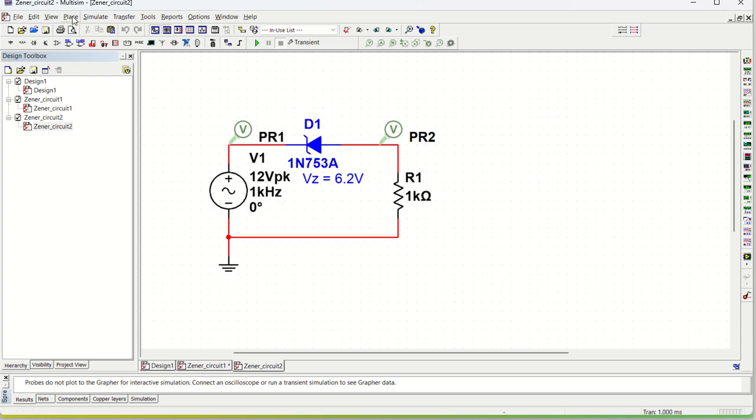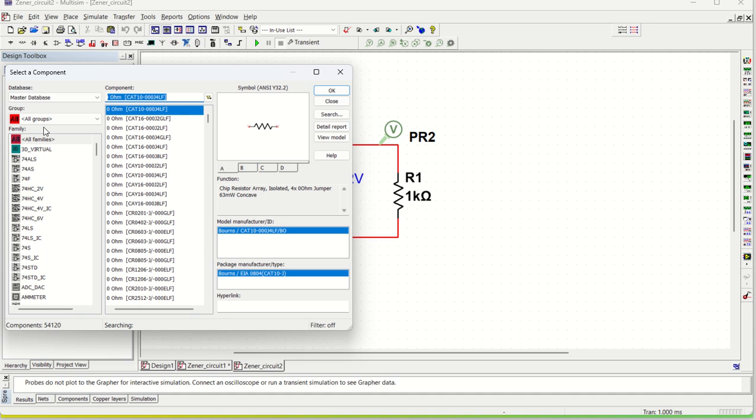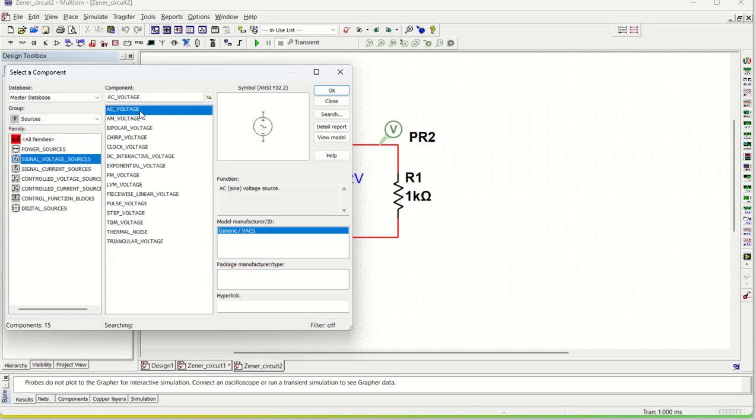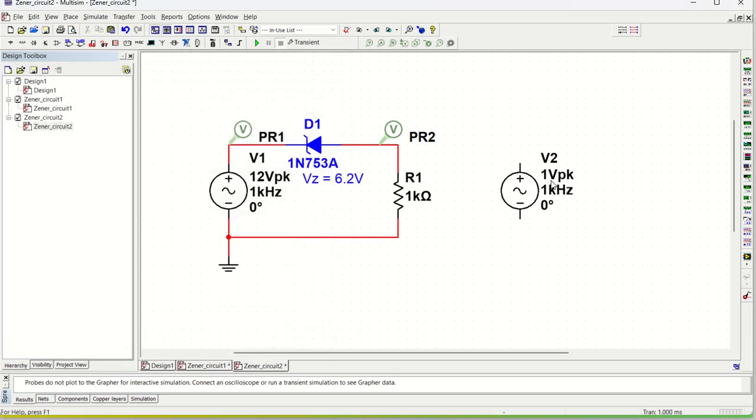How to get this? Very simple. Go to component, go to sources, signal voltage sources and AC voltage. So this is how you get the source, and you change the voltage peak to, let us say, 12 volt.